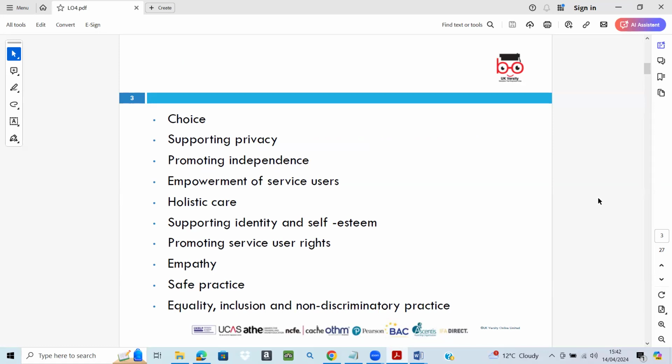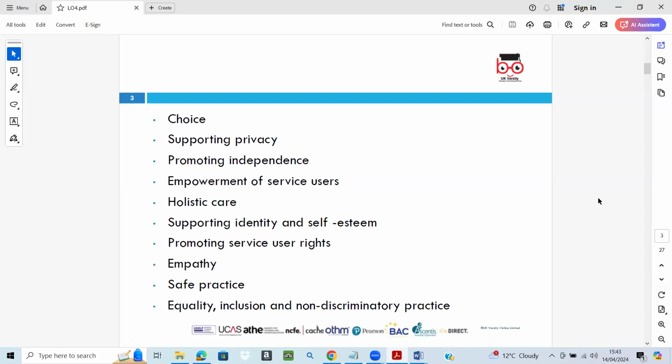Then we have supporting privacy. So what does this involve and why is supporting privacy very crucial? So, respecting privacy helps maintain dignity and trust, which are fundamental for a respectful care relationship. Then, moving on to promoting independence, and promoting independence encourages service users to do as much for themselves as possible, enhancing their self-worth and quality of life.